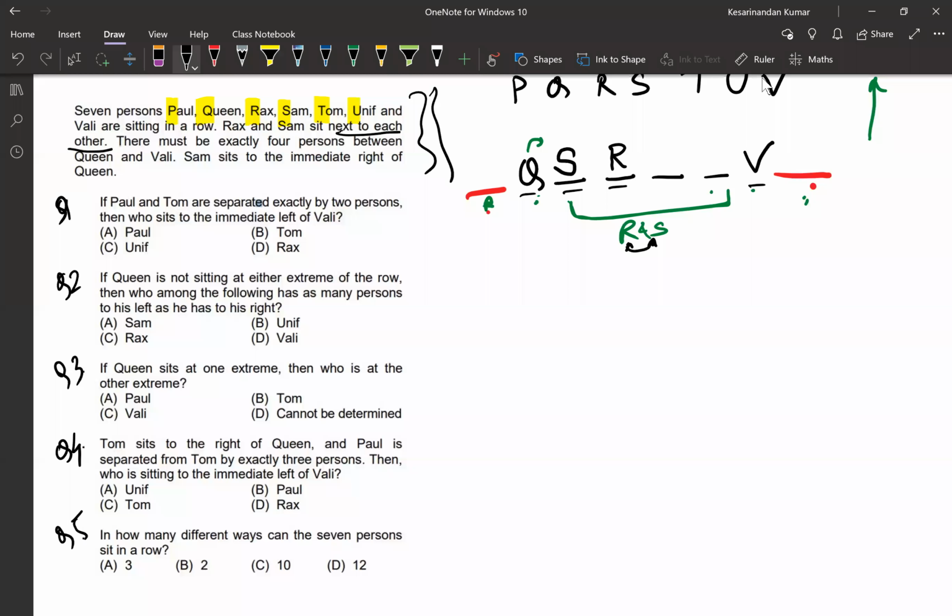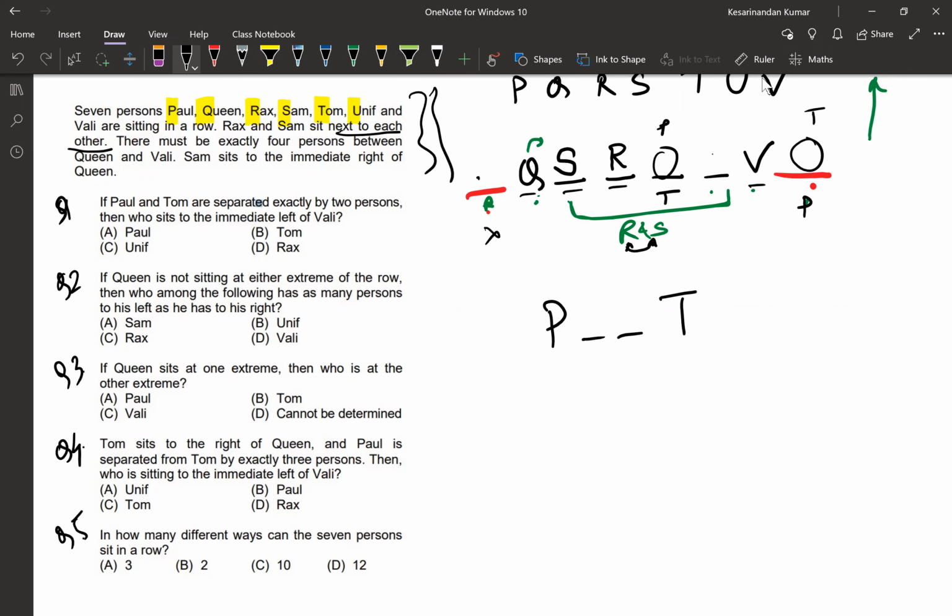Now, if Paul and Tom are separated exactly by 2 persons, Paul and Tom have exactly 2 people difference. If Paul is here, Tom needs to be here. Not possible. If Tom is here, Paul needs to be here. That is also not possible. So we'll exclude this one. If Paul is here, Tom needs to be here. That is possible. Also, the opposite. If Tom is here, Paul needs to be here. Even that is possible. Okay. So we'll consider these 2 places occupied. This no one is occupying for now.